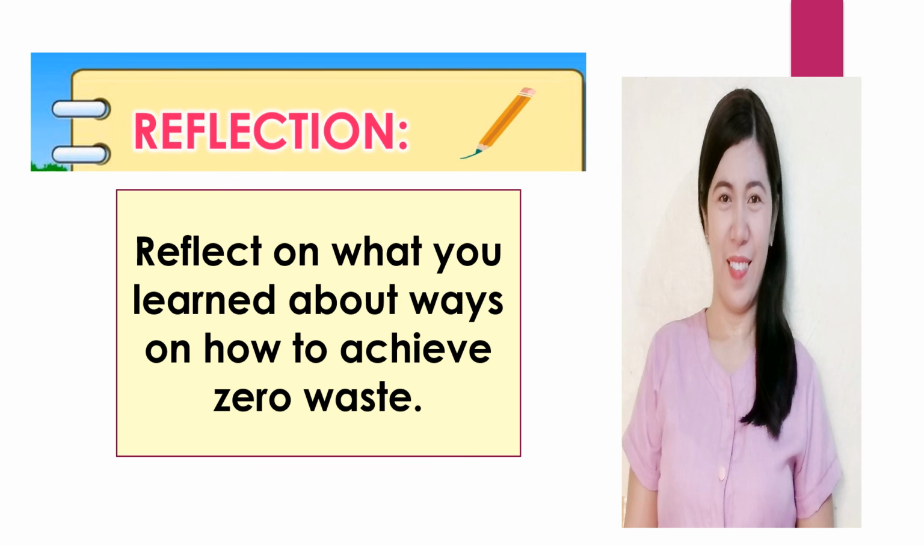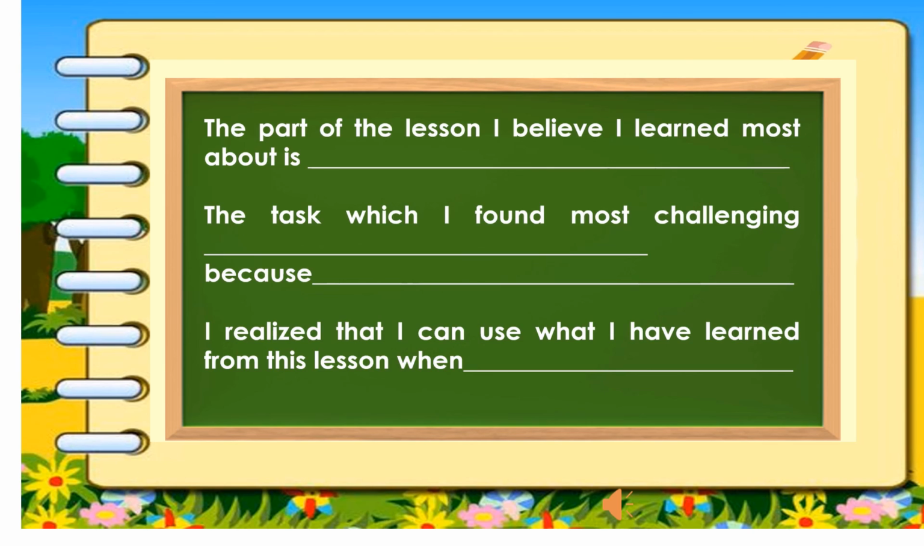For the final part of this video lesson, you are going to reflect on what you learned about ways to achieve zero waste. You're going to complete the statements below. The first one is, the part of the lesson I believe I learned most about is blank. Number 2, the task which I found most challenging is blank because blank. And last, I realized that I can use what I have learned from this lesson when blank.